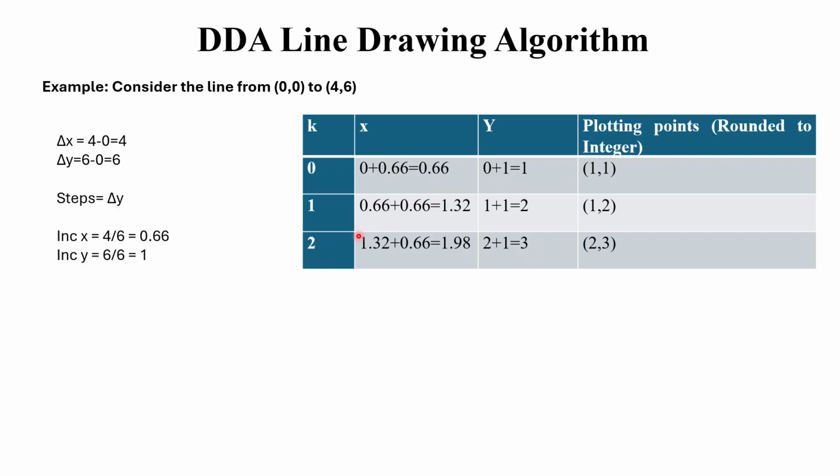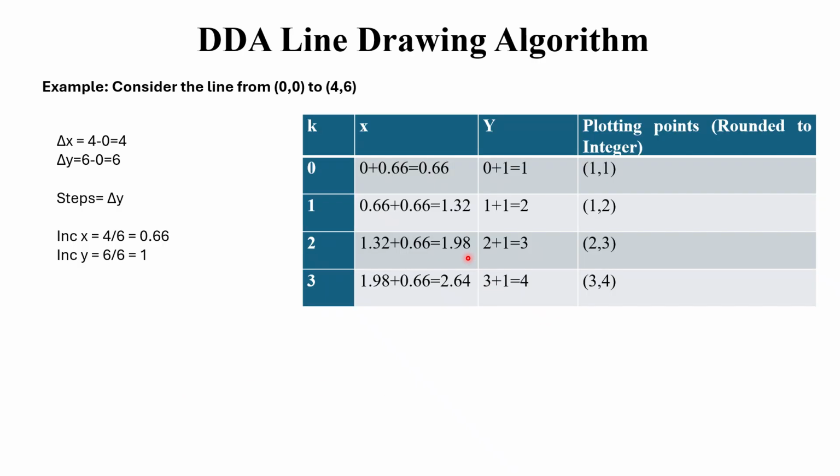So this 0.66 plus 0.66 will be 1.32 and this 1 plus 1 will be 2. When you round off, this will remain 1 only and this will be 2. That is why the next point to be plotted is 1, 2. Then the next intermediate point is obtained with the help of this 1.32 and 2. So 1.32 plus x increment will be 1.98. This 2 plus y increment 1 will be 3. After rounding off 1.98, you will get 2. So the next point is 2, 3.